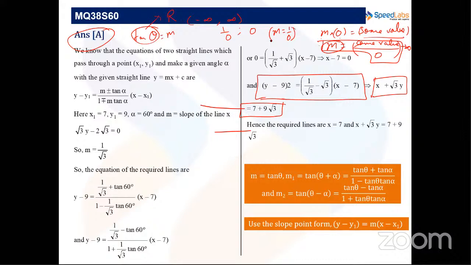Or if you are not comfortable using this, you can use y minus y1 equals m into x minus x1. So put 1 by m here. Here we are having 1 by m equals 0, and that will be very easy. We will be having this whole term 0. So x minus x1 equals 0 will be our solution.